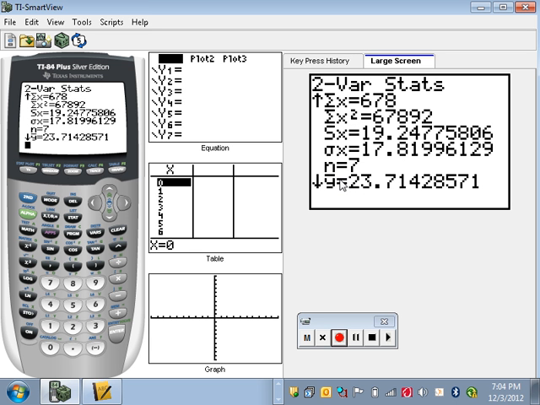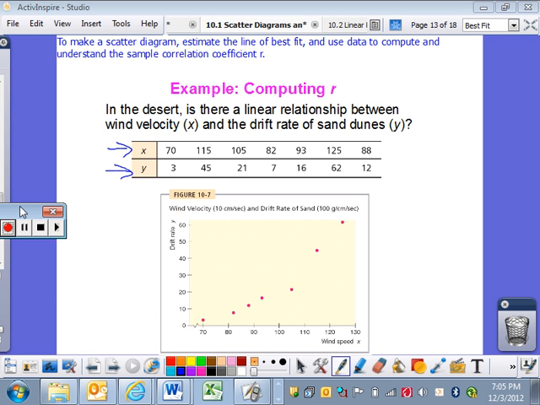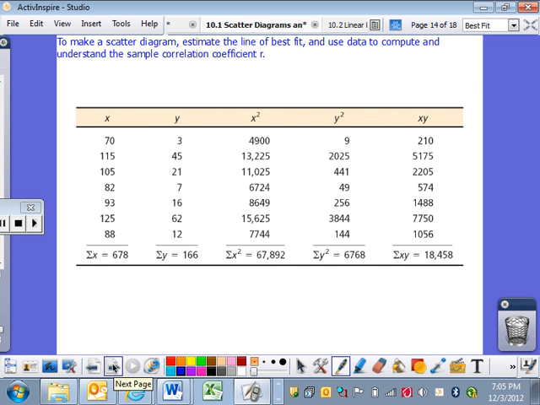So I'm going to go back to my problem now. Here, x involves the wind velocity, y involves the drift rate of sand dunes, and we're going to see if there's a linear relationship between the wind and the drift of the sand. Notice that I talked about the sum of x, sum of y, sum of x squared, and sum of y squared. Look at your calculator now and see if you can find those numbers.